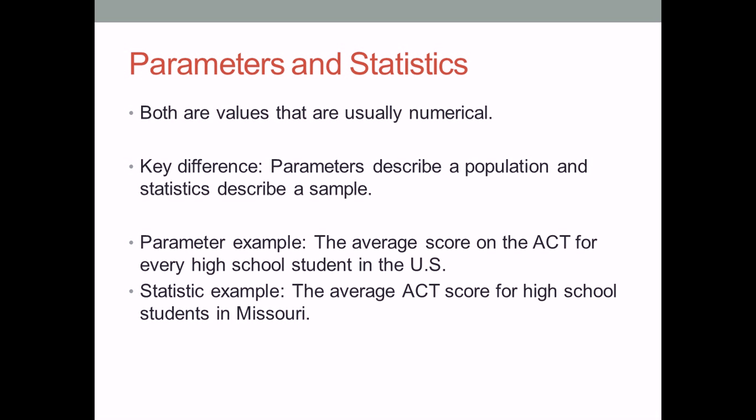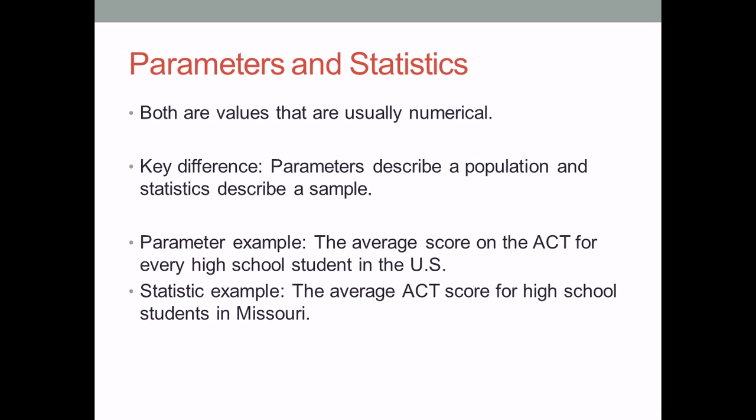Parameters and statistics are both values that are usually numerical, but the key difference is parameters describe a population and statistics describe a sample. So, okay, an easy way to study, remember P and P, parameter goes with population. And remember S and S, statistics goes with sample. That's how I remembered it when I took this class.